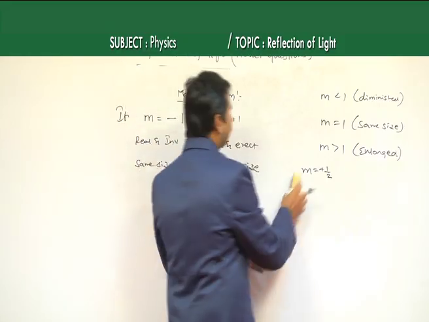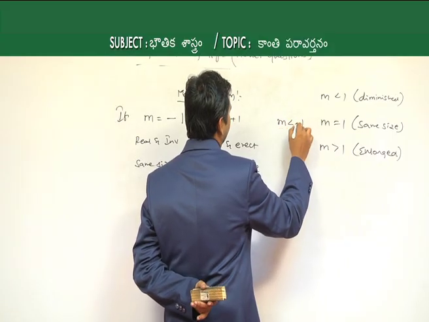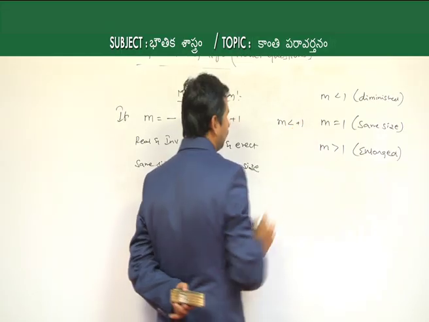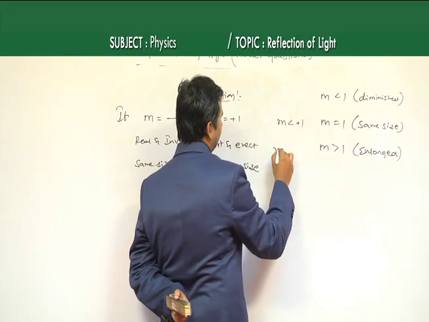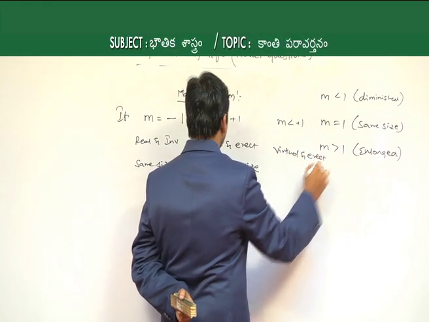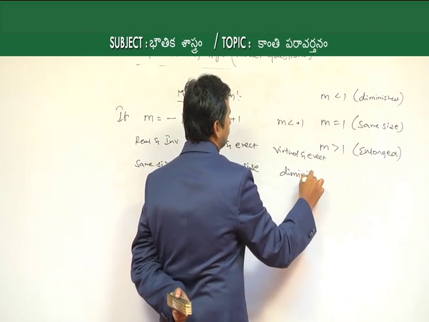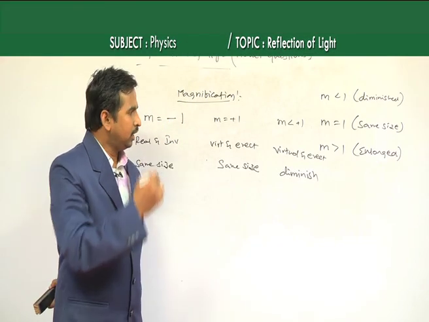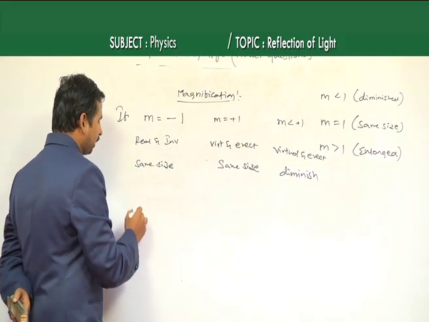Then if the m value is less than 1, of plus 1 we got, and it is positive, that means the image is virtual and erect, and not only that, the size is diminished. So m value less than 1 with a positive sign.